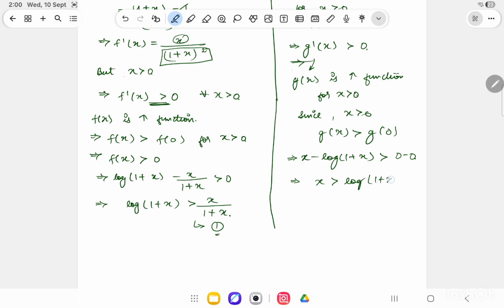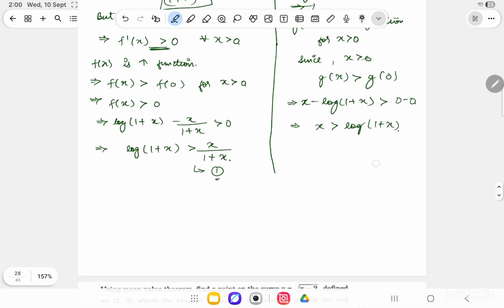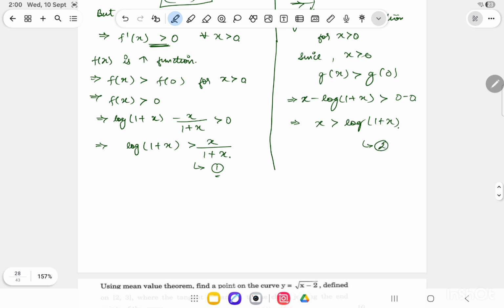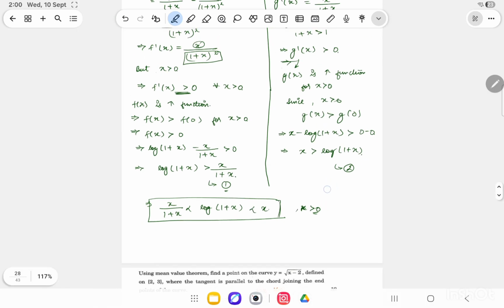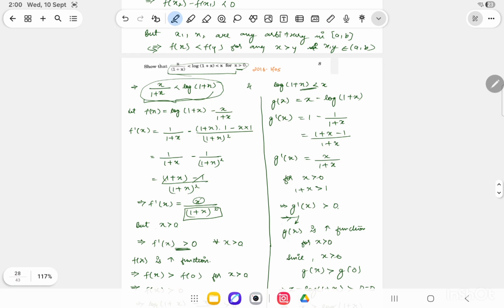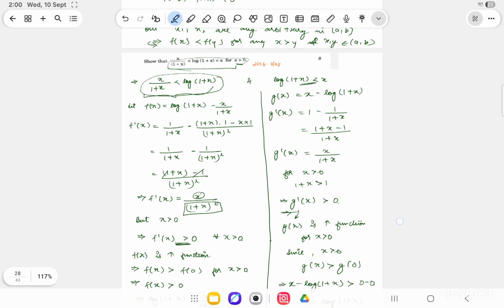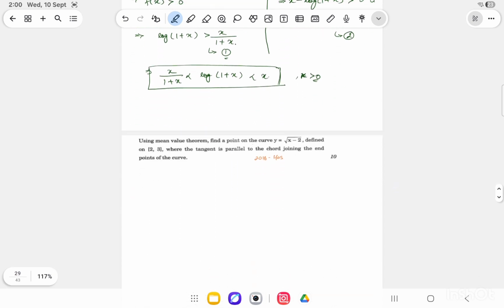(1 plus x). So using 1 and 2, I can say that x divided by 1 plus x is less than log(1 plus x), and this is less than x. So this proves the relation for x greater than 0. This is what we are supposed to prove in this question. Usually for these types of questions wherein we are supposed to prove the inequality between 2-3 functions, showing them increasing or decreasing works. So you can try this method for these types of questions. So let's move on to the next question.